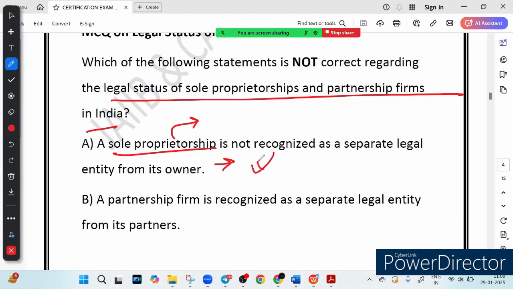Exactly, this is correct. Now option B says that a partnership firm is recognized as a separate legal entity from its partners. This is incorrect, and this is the correct answer to this question, because in India a partnership firm is not a separate legal entity from its partners. The partners are personally liable for the debts and obligations of the firm. For example, if a partnership firm defaults on a payment, creditors can go after the personal assets of the partners. Now let's see option C.